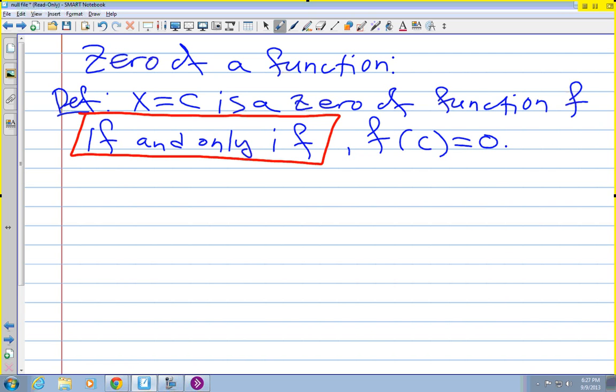What does that mean, if and only if? Right, good. If and only if means if and only if. It means two-way street. One implies the other, and the other implies the first. So if f of c equals 0, then c is a zero of a function. But also if c is a zero of a function, then f of c equals 0. So it's a two-way street.